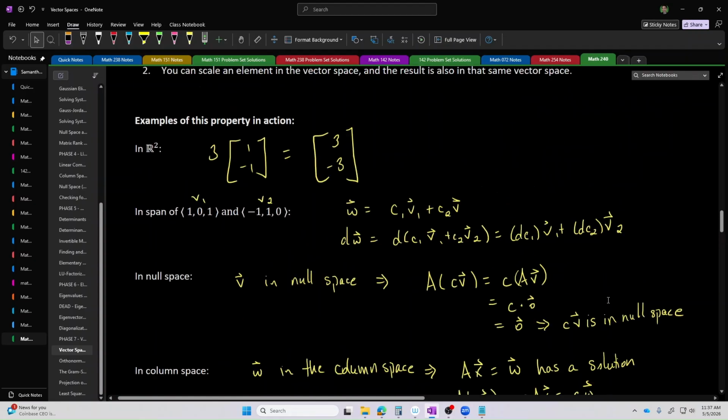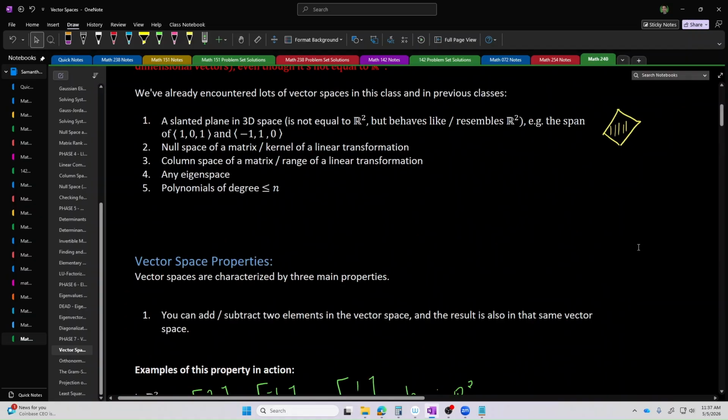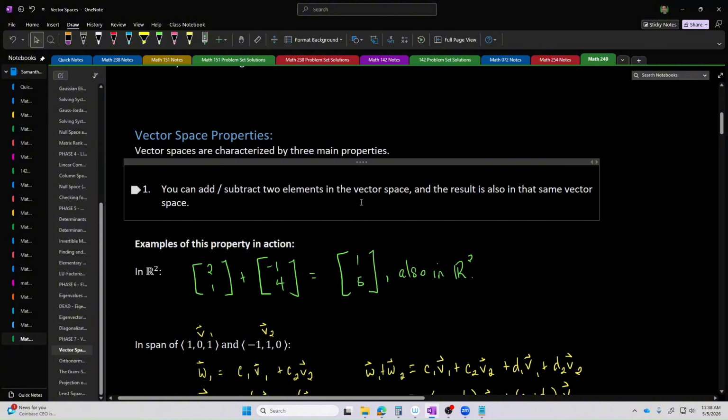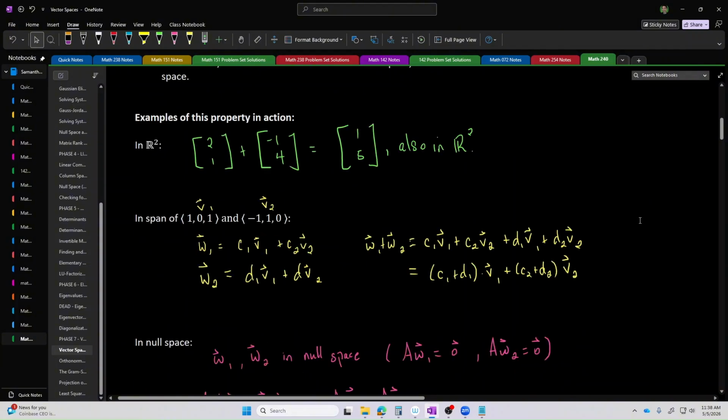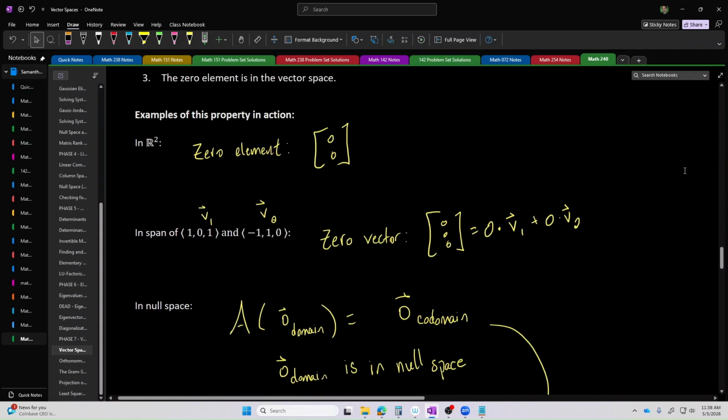So those are the three properties possessed by any set called a vector space. A vector space is a set that resembles Rn. What do we mean when we say it resembles Rn? Well, in some sense, it visually resembles Rn. Often when you graph the set, it looks like a line or a plane, or it looks like three-dimensional space, etc. You can also investigate three properties possessed by vector spaces, namely that they're closed under addition. If you add two elements in the space, the result is also in that space. They're closed under scaling, and the space contains a zero element.